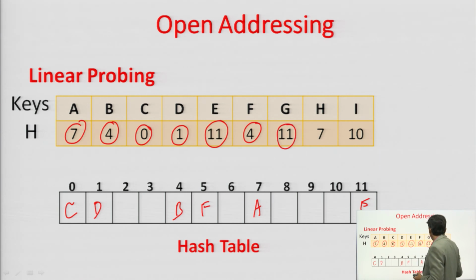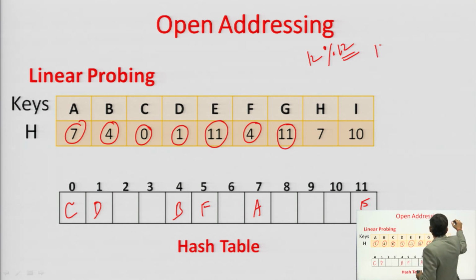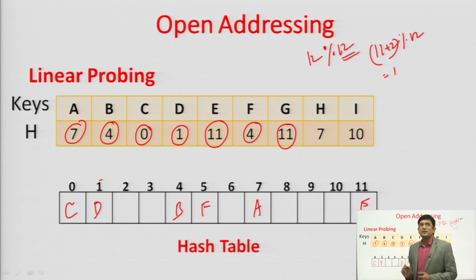So 11 is busy, you look for 11 plus 1, but that is 12. So you will take its modulus with the size, and size is 12. So 12 modulus 12 is 0, but the 0 location is also busy. Then you find 11 plus 2 modulus 12. This value will give you the location number 1, but 1 is also busy.